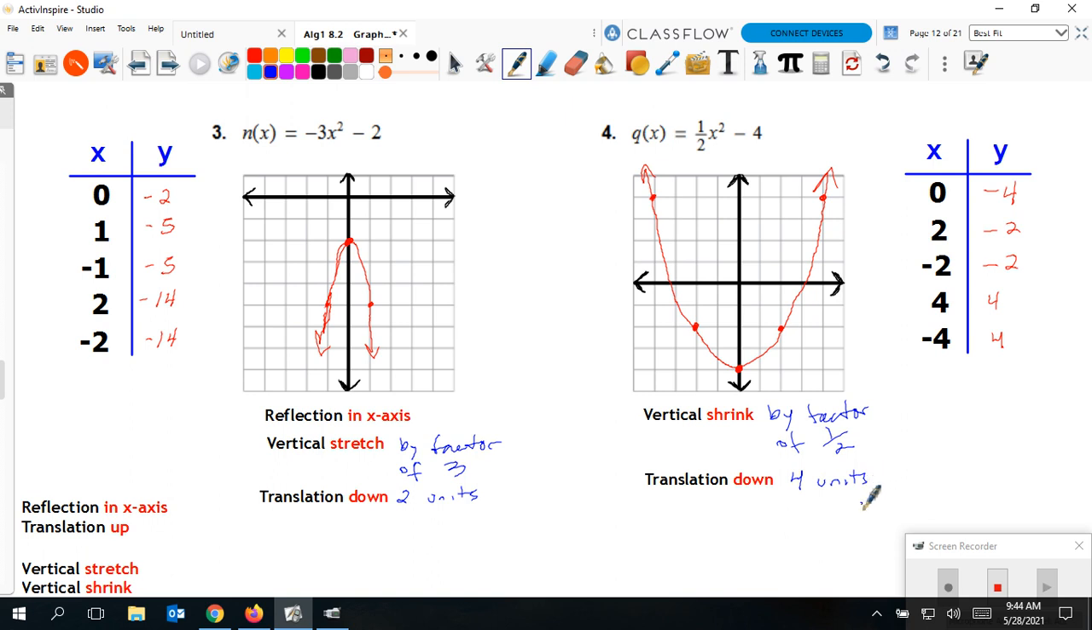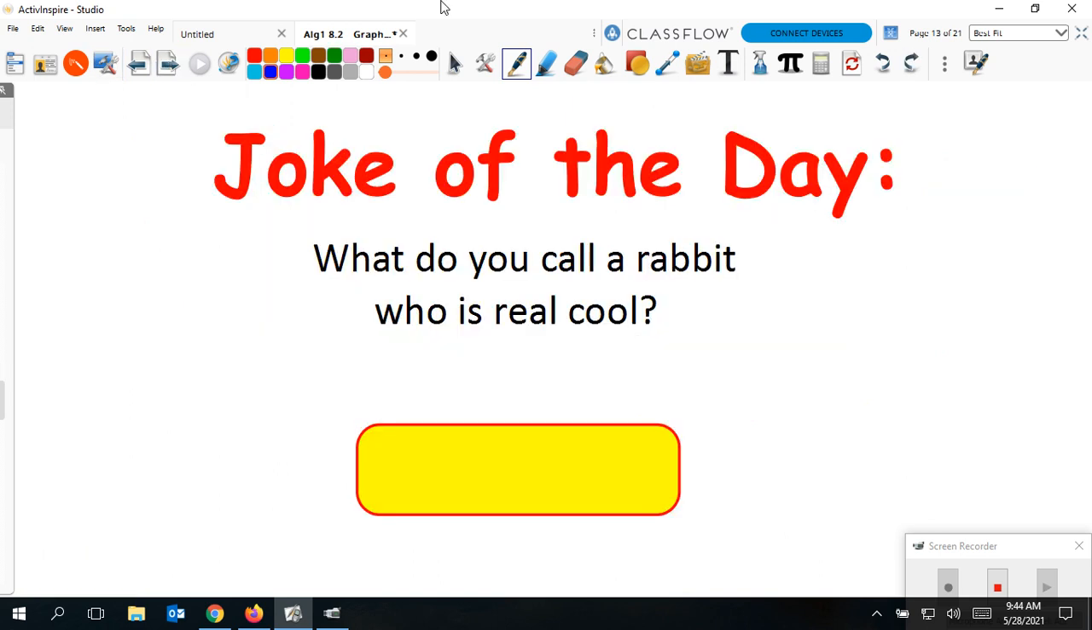All right, let's move on to our next one. And before we get to our next problem, let's look at our joke of the day. It says, what do you call a rabbit who is really cool?